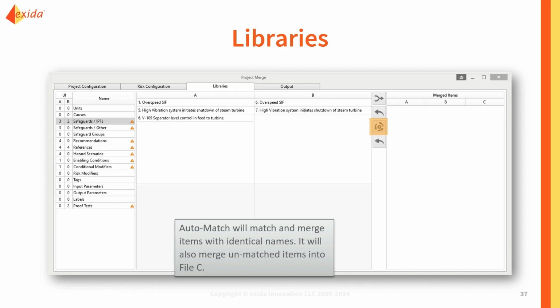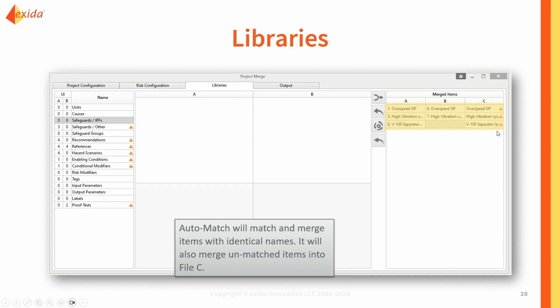Luckily, the names are identical, which is lucky for us. The overspeed CIF should match with the overspeed CIF and the high vibration with the high vibration. The level control is going to automatically move over with no match. So I'll select the auto match button, and this is what you'll see. You'll see that overspeed matched, high vibration matched, and the level control is included in file C with no match from file B. And that's okay.